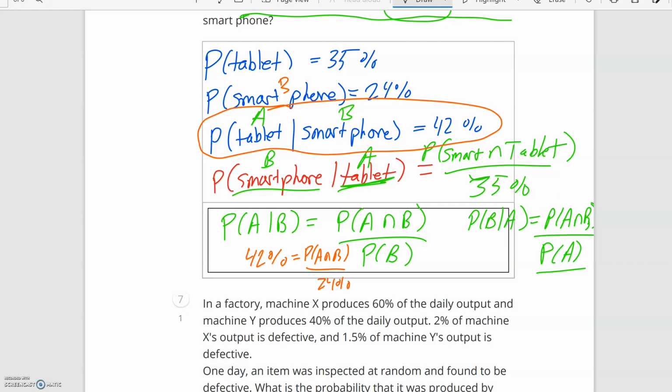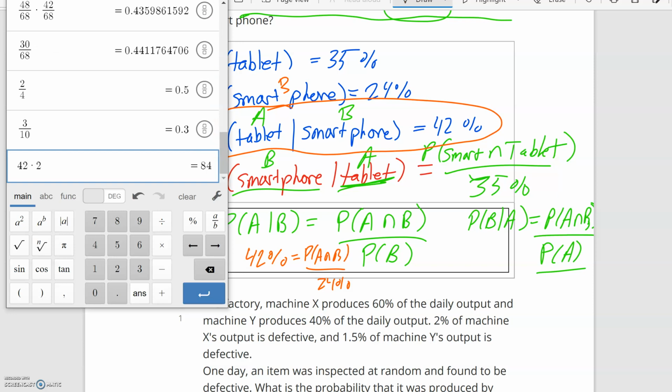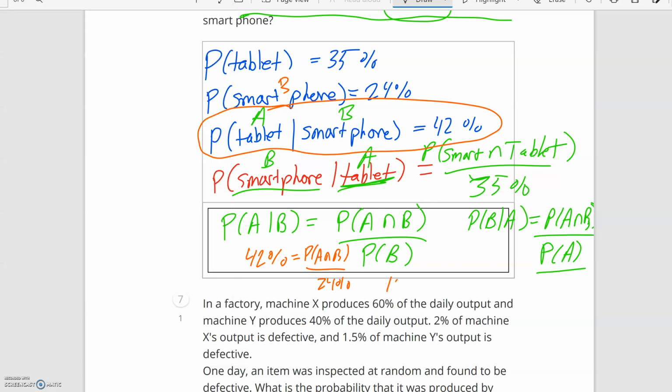So now what I can do is multiply 24% over, let's get my calculator out here, 42% times, let's get some decimals here, times 0.24, gives me that value right there. So that percentage, which is 10.08, is the probability of a smartphone and a tablet. So now I can use that value, 10.08, that percentage, because that's what this is right here. I can now substitute it in here, because that'd be 10.08, the percentage, divided by the percentage, which in this case is tablet, so that's 35%.